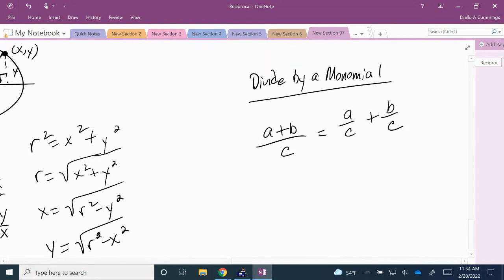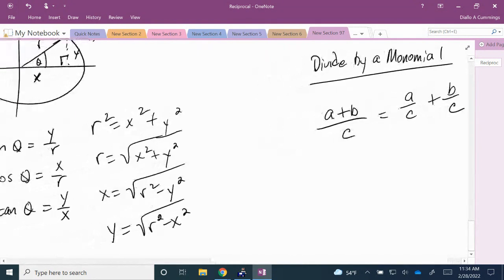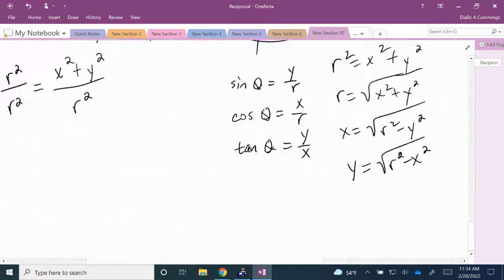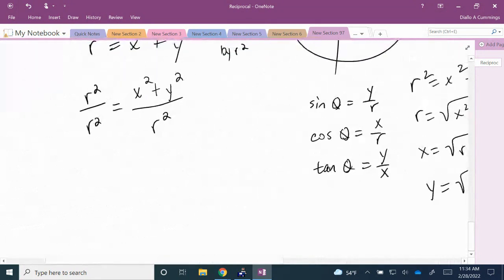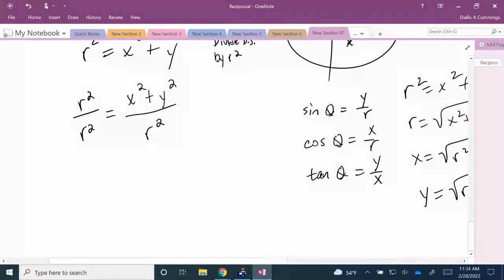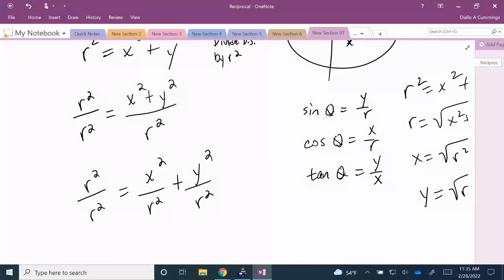And I'm going to use that divide by a monomial theorem on the right-hand side of this equation. So we have r squared divided by r squared is equal to x squared over r squared plus y squared over r squared. The only thing I did thus far is divide both sides by r squared.